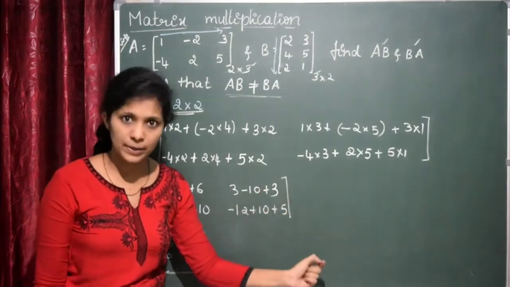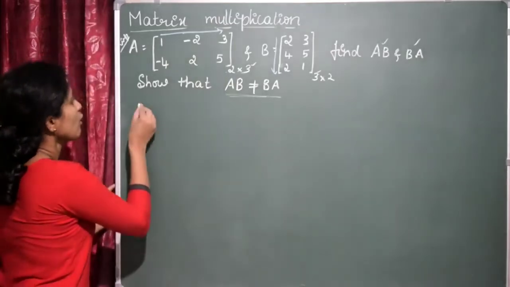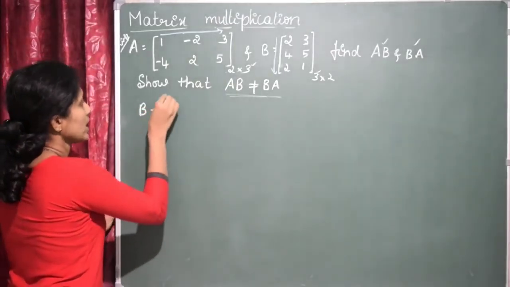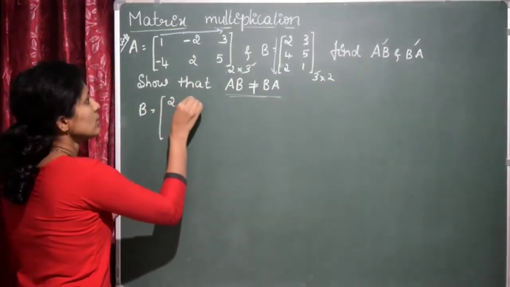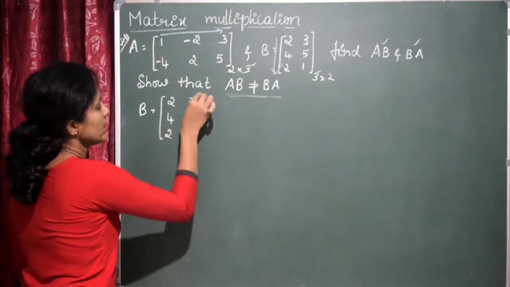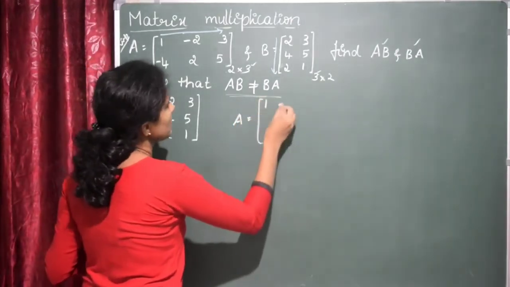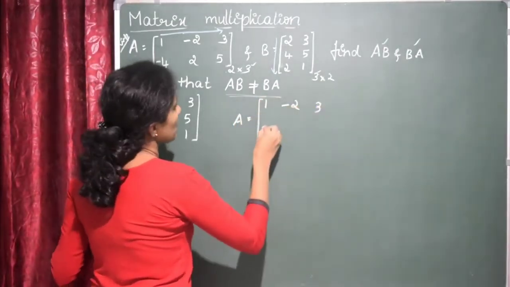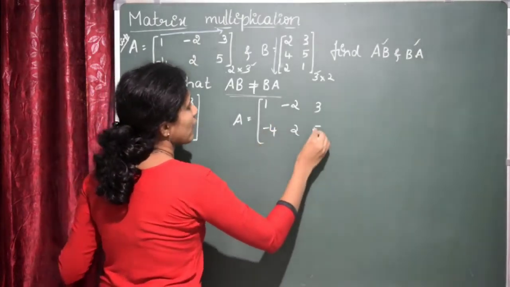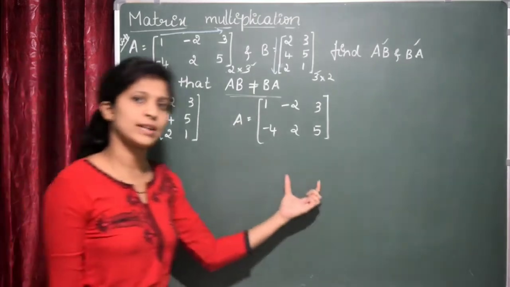Next we will find BA. Now we have to multiply B and A. For that reason, first better you write B first. Okay. So B is now 2, 3, 4 and 5. This is 2, 1. This is matrix B. And matrix A is 1, minus 2, 3, minus 4, 2 and 5. I hope you understood this one. First you write the B matrix, then you write the matrix A.